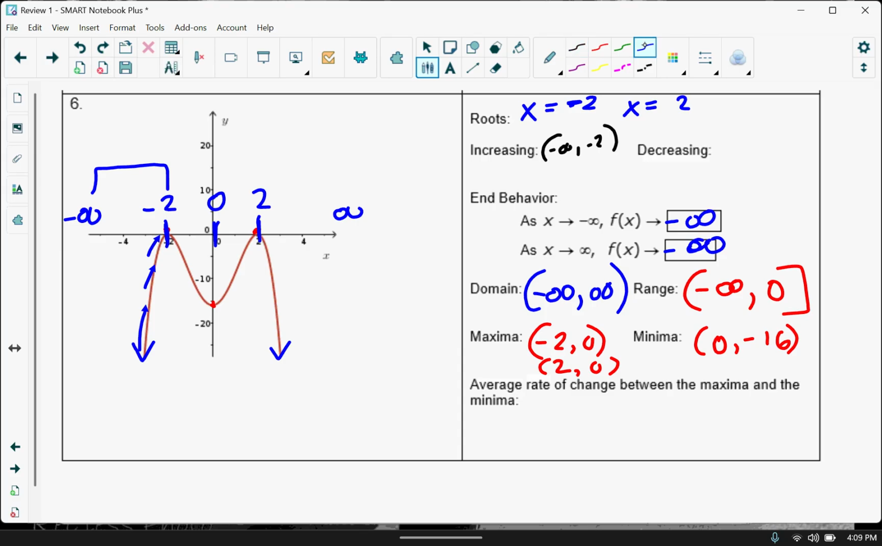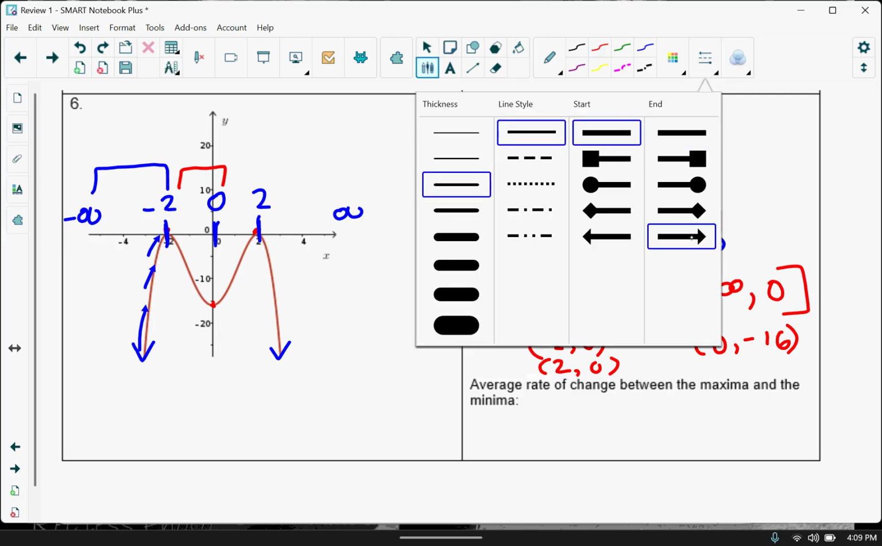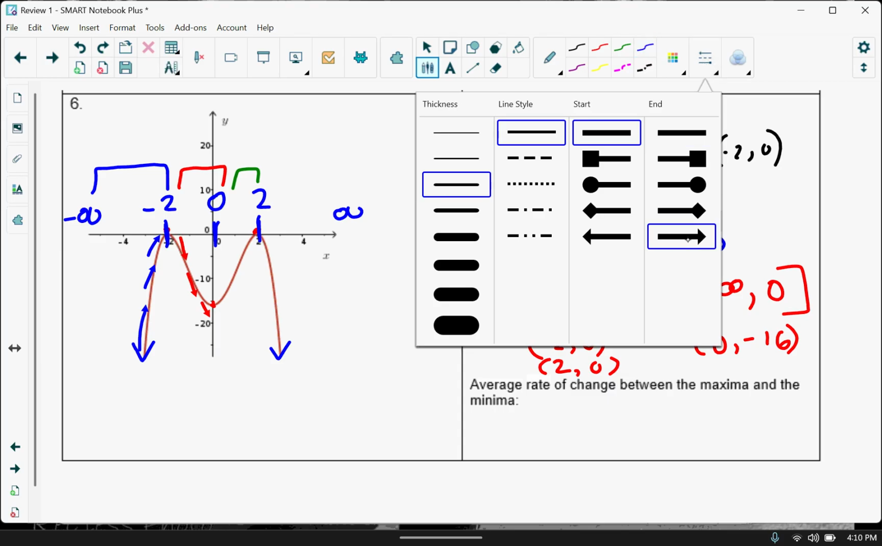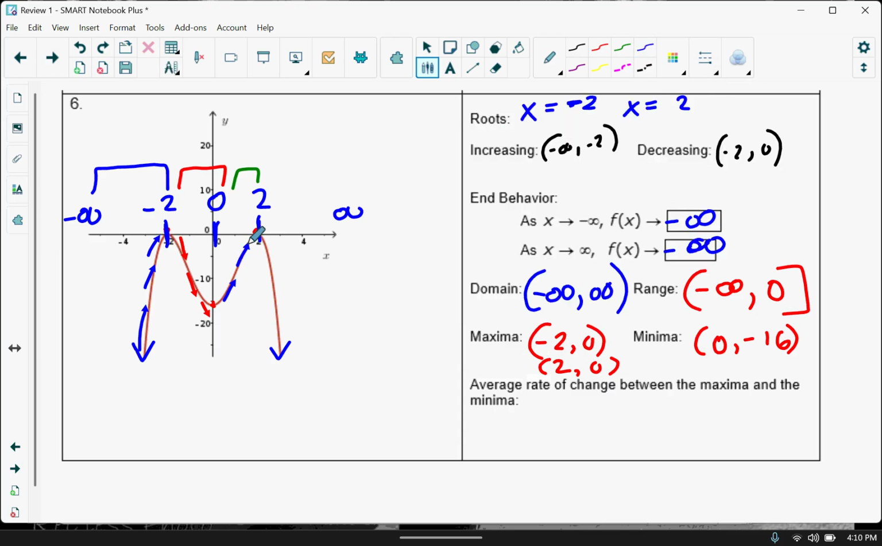Wherever you end from, that's where you start from your next section. So I'm going to start at -2 and go to the next number, so that's 0. That graph, if you were to trace it from left to right, is dropping down towards the minimum. So from -2 to 0, that's going to be my decreasing section. Then I use the next pair of numbers. Since I ended at 0, I'm going to start at 0 and go to 2. So 0 to 2, if you trace the graph from left to right, after you pass the minimum, you start heading back up towards the maximum. So that's an increasing section.